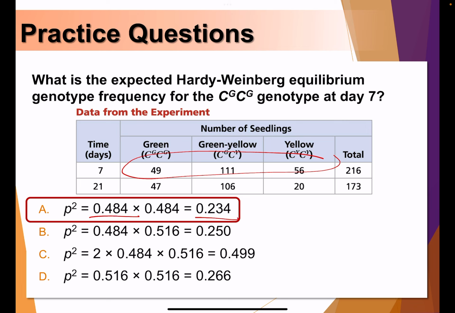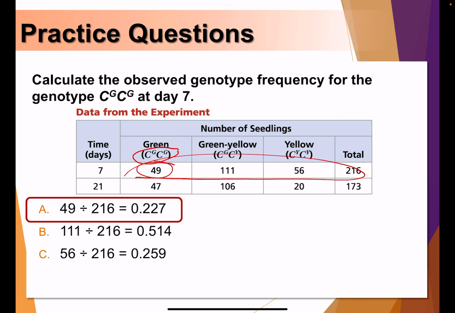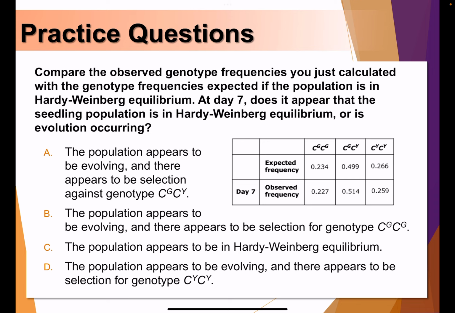Calculate the observed frequency for the genotype CG at day 7. So CG, which is, again, at day 7, genotype frequency. So 49 divided by 216 individuals, because this is 49 CG, and you have 216 individuals, is 0.227, because we're talking about genotype frequency, not allele frequency.